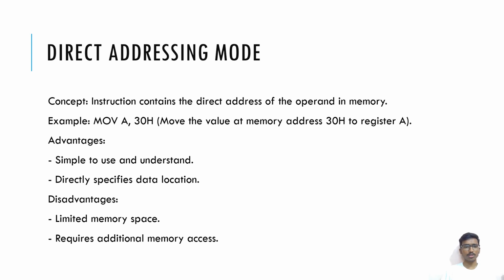Direct addressing mode. Instructions contain the direct address of the operand in memory. MOV A, 30H. Move the value at memory address 30H to register A. Advantages: simple to use and understand. Directly specifies data location. Disadvantages: limited memory space, requires additional memory access.